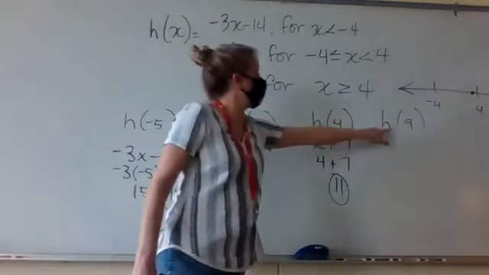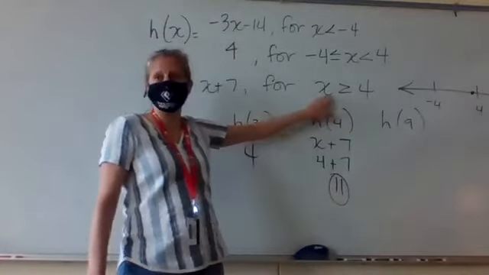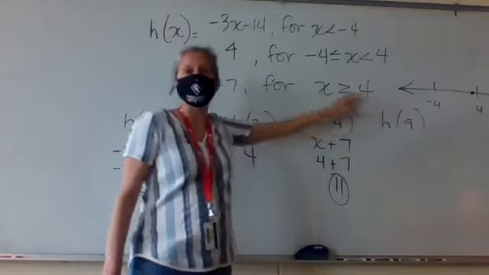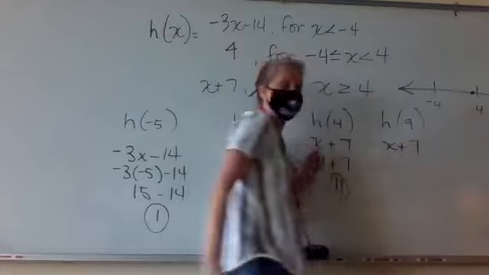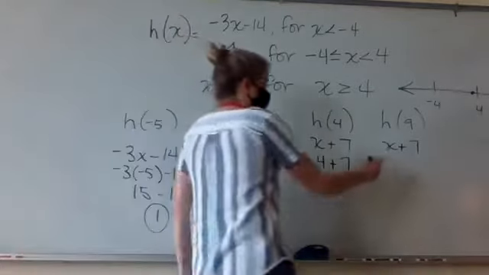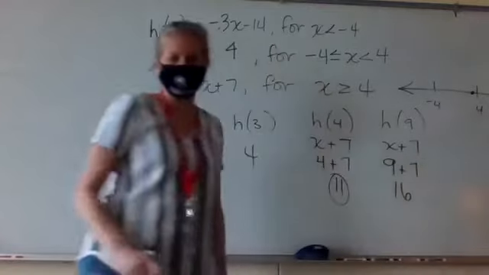And the last one, 9. 9 goes in the bottom piece, right? Because 9 is greater than 4. So it also goes into this piece. So I'll just replace that x with the 9. So 9 plus 7, which gives me 16.